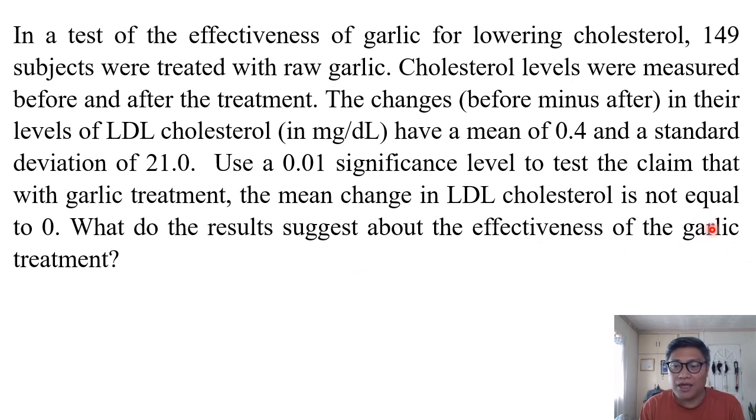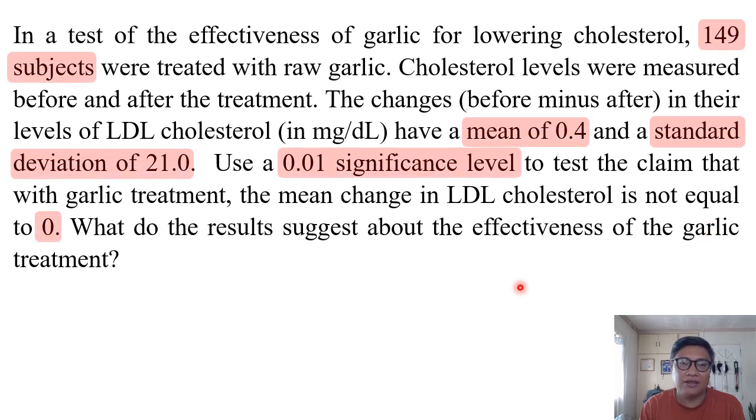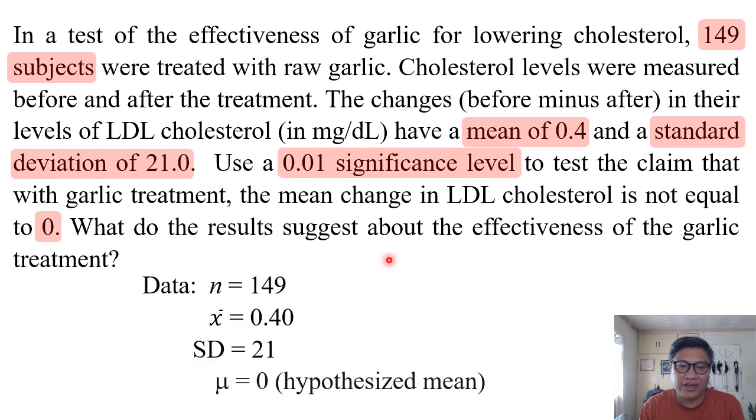So again, identify the data. We have 149 subjects. Then the mean based from the 149 is 0.4 with a standard deviation of 21. At a 1% level of significance, we are going to test the claim that it is simply equal to 0. So this is our hypothesized value. So identifying our set of data, class, is important because these are part of the values that we need to input in the formula later on.